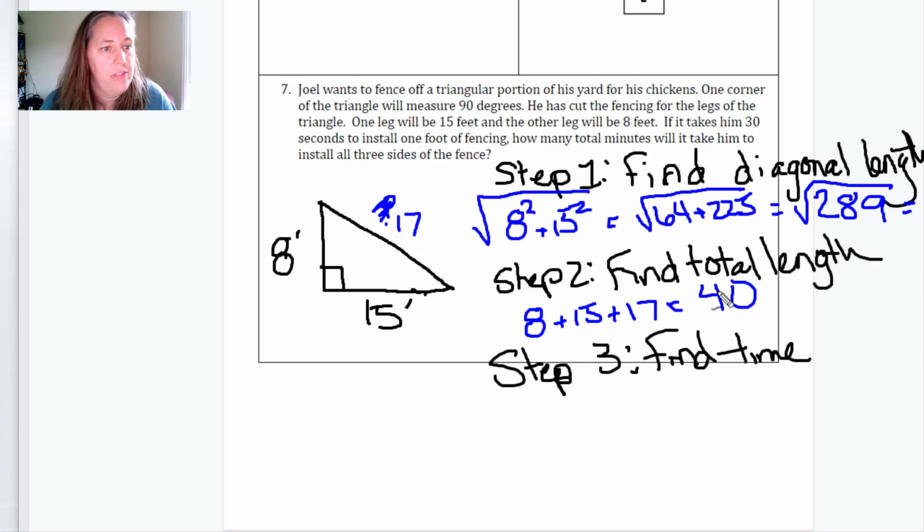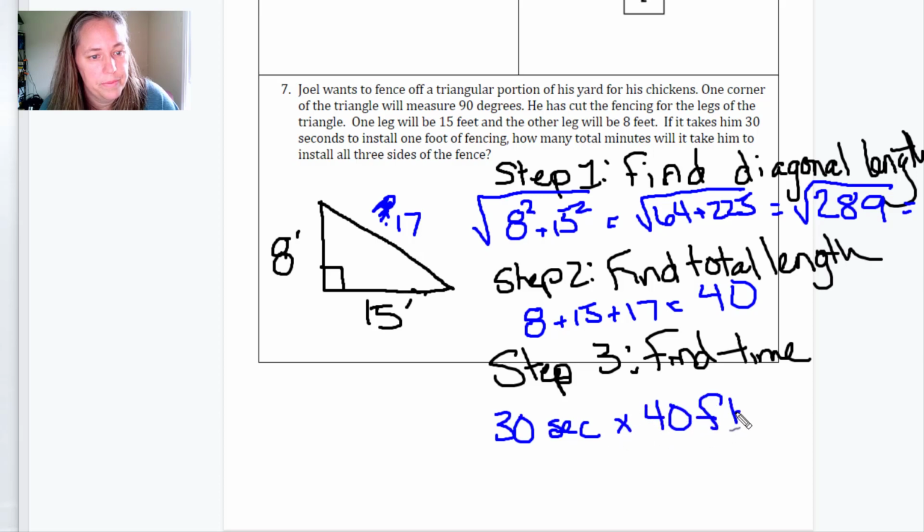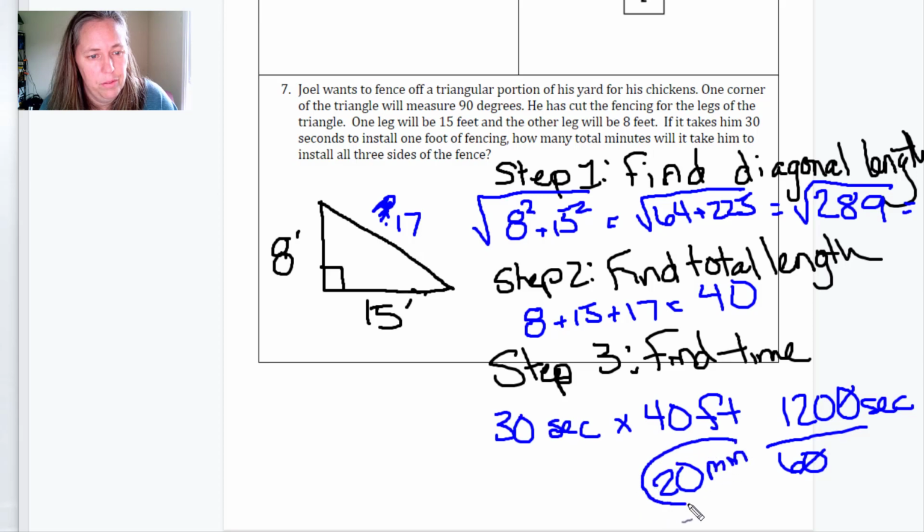And it's 30 seconds per foot. 30 seconds times 40 feet is 1200 seconds. And then to find out minutes, we just have to divide by 60. So the zeros, here's that one. 12 divided by 6 is 2. 120 divided by 6 is 20. 20 minutes. That's not long for a fence.